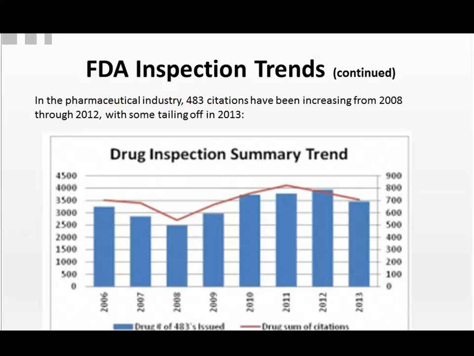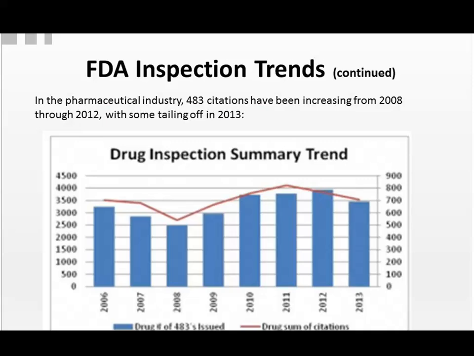Now here's a trend on 483 citations. These are your typical observations that are given to a company during an FDA inspection or audit that's done on site. The 483 citations are much less of concern than warning letters. They're one step in the process. They're not as serious, of course, as a warning letter, but they can lead to that if there are repeat violations or if the violations are not remedied.